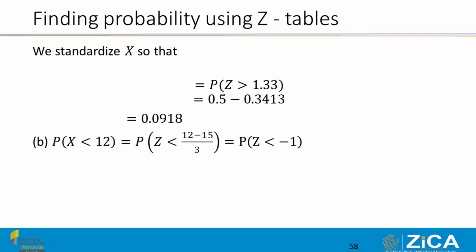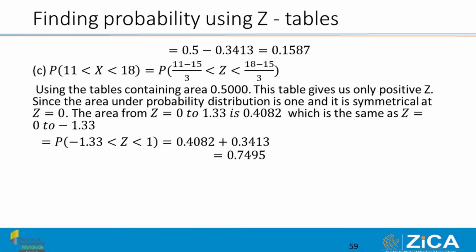Now, when you are looking for the area or the probability less than 12, this is to the left. 12 minus 15 divided by 3, it will give you a minus 1. This area is negative. It is on the left. Now, you look at the positive. It is symmetrical. So the table will give us the value between 0 and 1, which is equivalent to the area between 0 and minus 1. And that area is 0.3413. So you subtract it from 0.5 to give us 0.1587.